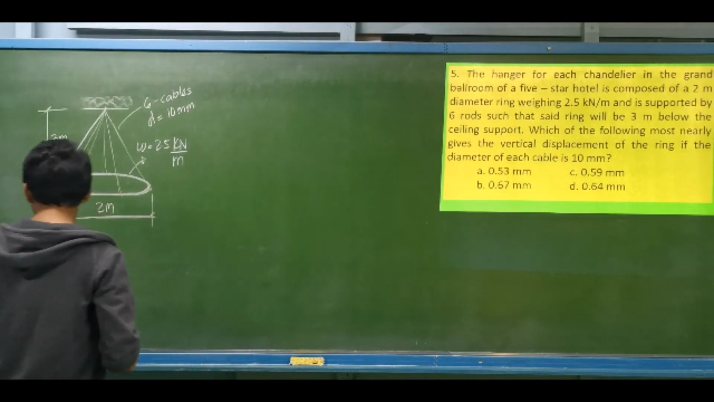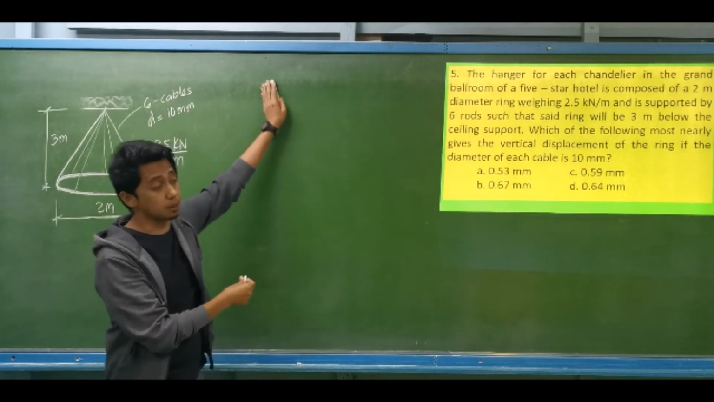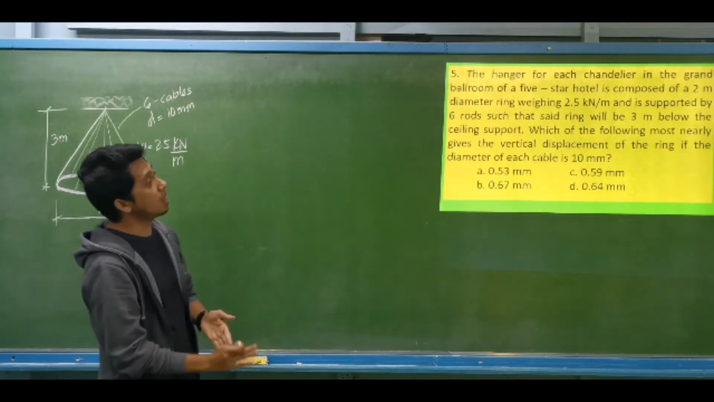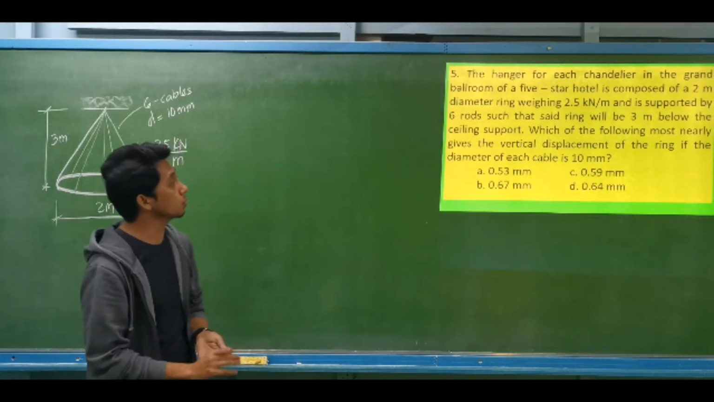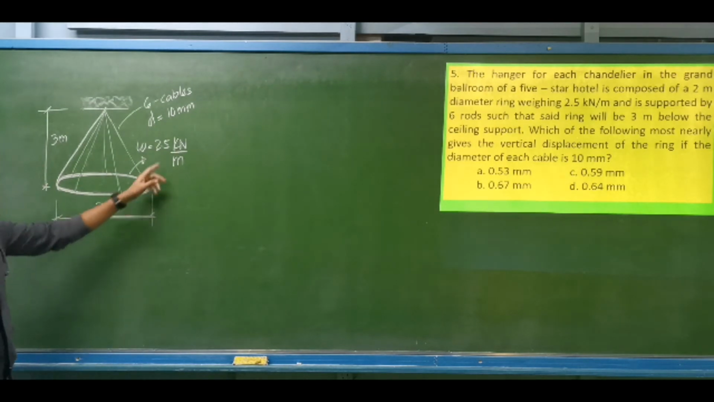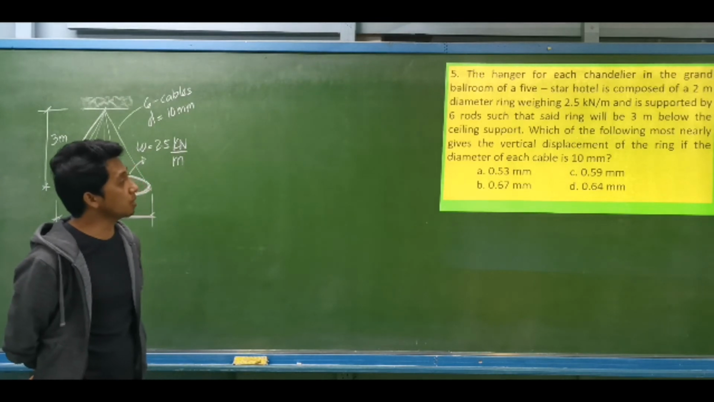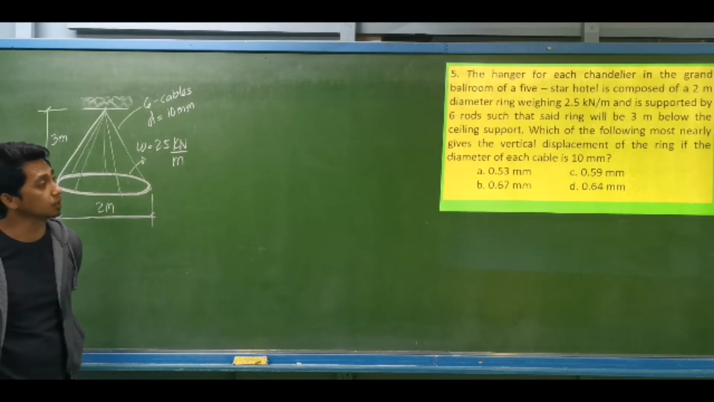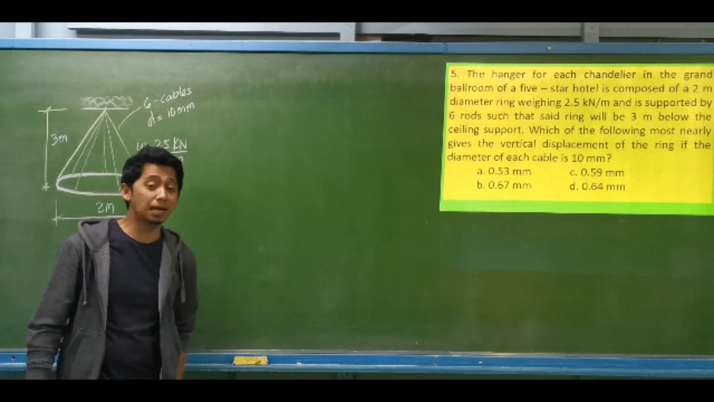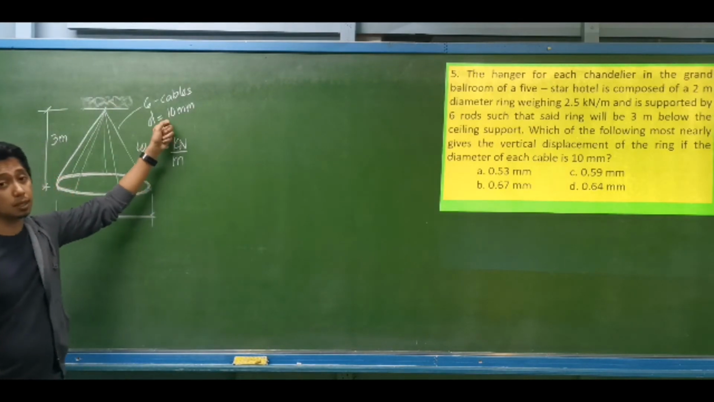So let's have this example. Also a previous board exam problem for civil engineering. The hanger for each chandelier in the grand ballroom of a 5-star hotel is composed of a 2-meter diameter ring weighing 2.5 kilonewtons per meter, and is supported by 6 rods such that the said ring will be 3 meters below the ceiling support. So which of the following most nearly gives the vertical displacement of the ring if the diameter of each cable is 10 mm.